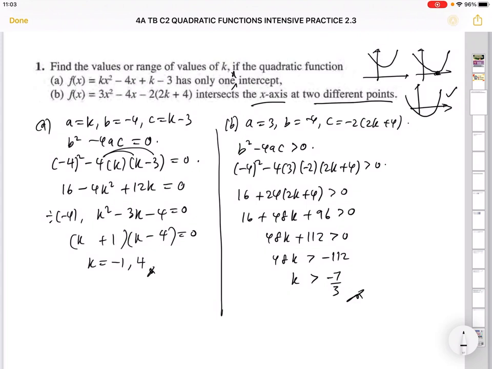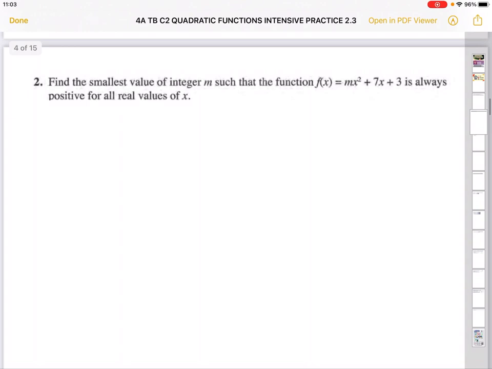So I think this is not that difficult, right? Okay, question number 2. Find the smallest value of integer m such that this quadratic function is always positive. So now we know a graph is always positive if the entire graph lies above the x-axis.